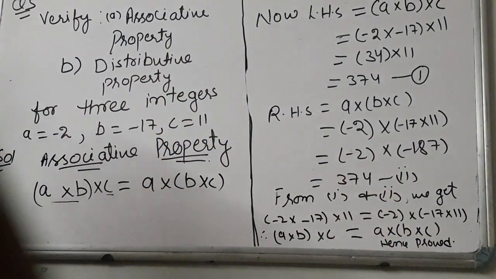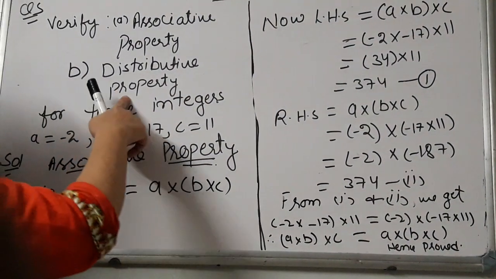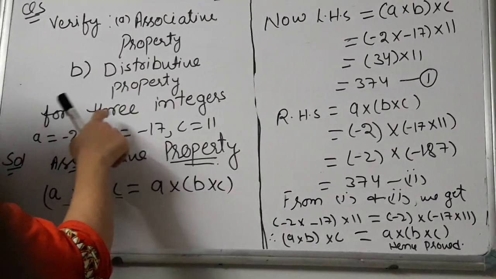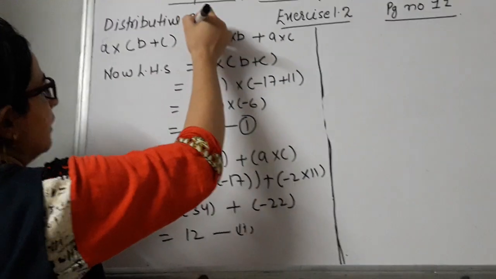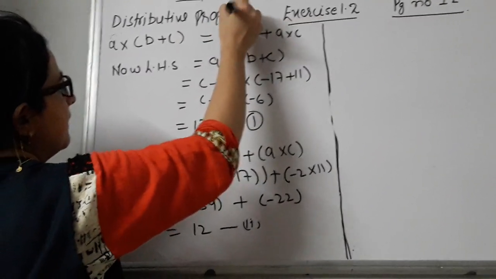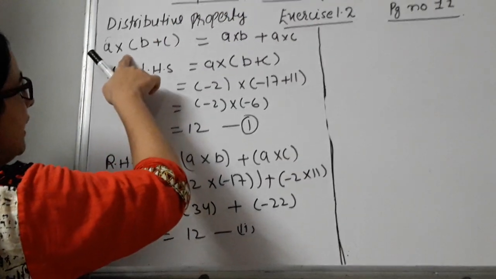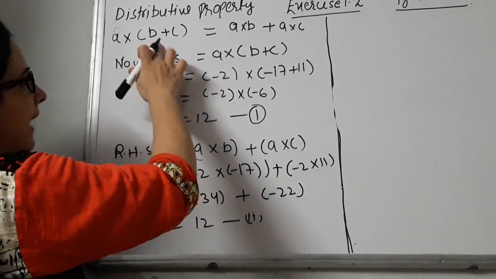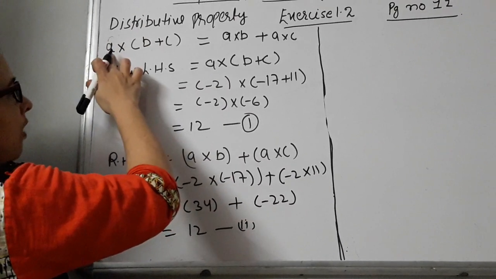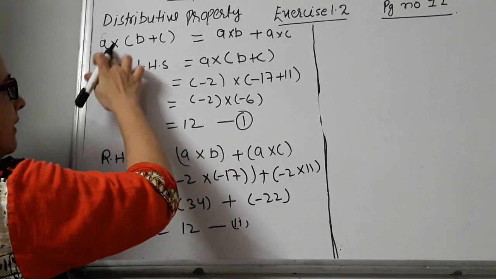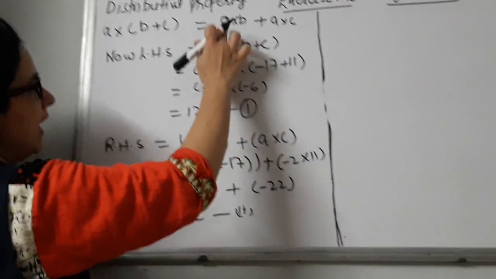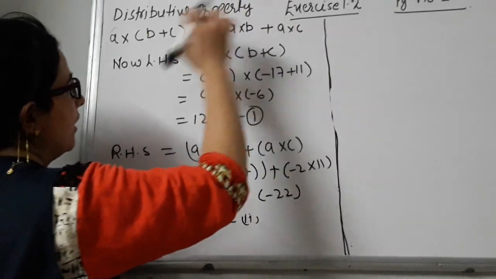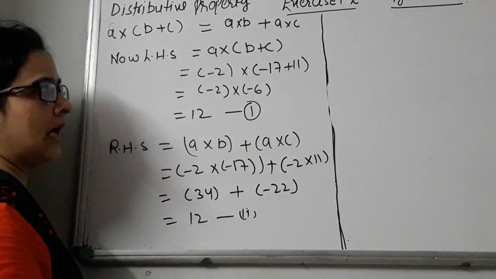Now, we will move towards the distributive property of three integers. Now, distributive property. What does distributive property say? A into (B + C). In the bracket B plus C, A is common. A is multiplied to B as well as A is multiplied to C. We can open the bracket like this: A into B plus A into C. In both the cases, answers are same.